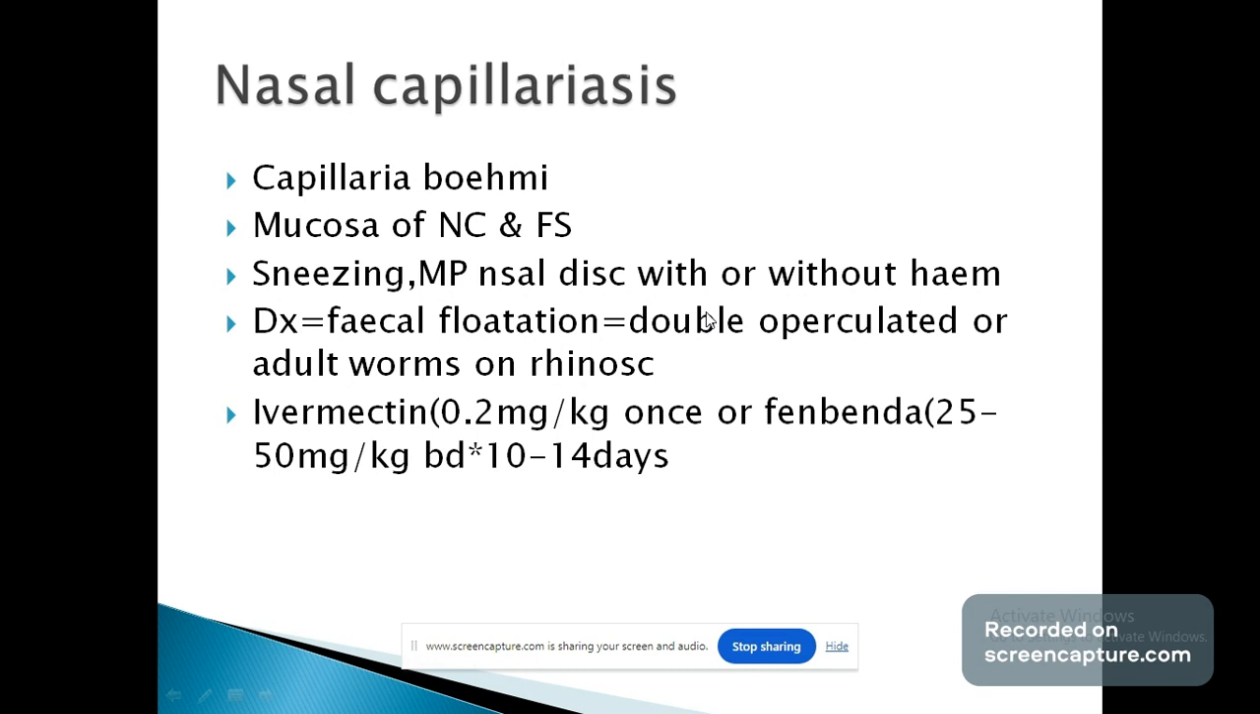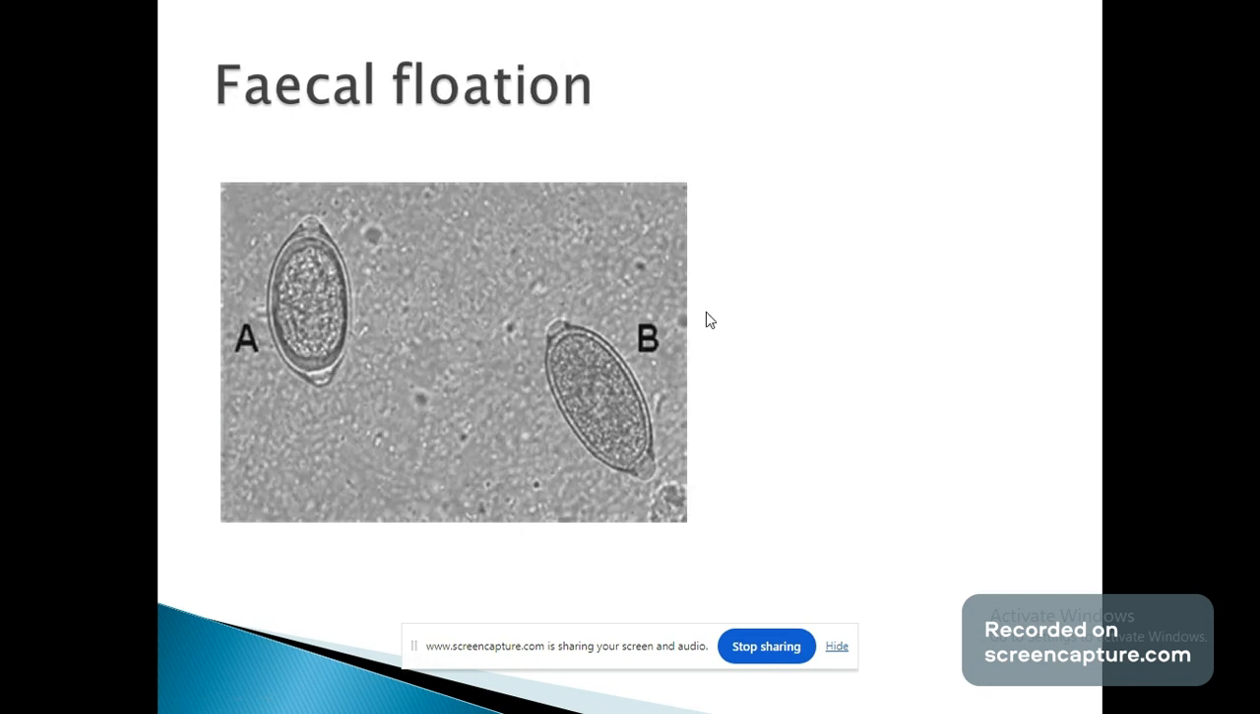Ivermectin or fenbendazole can be used. These are double operculated eggs. One operculum, second operculum.